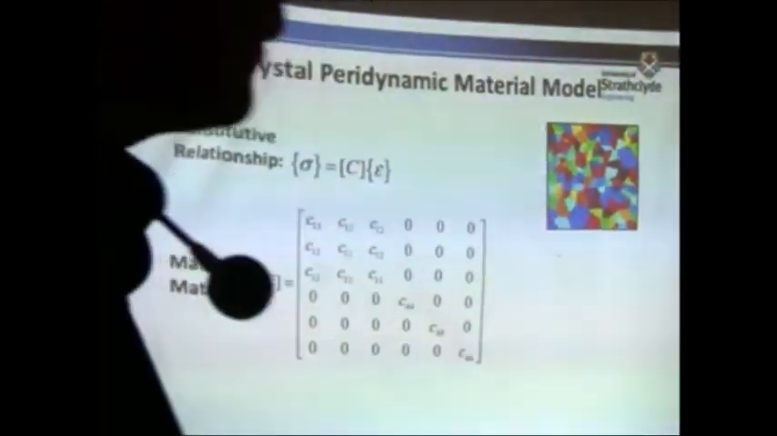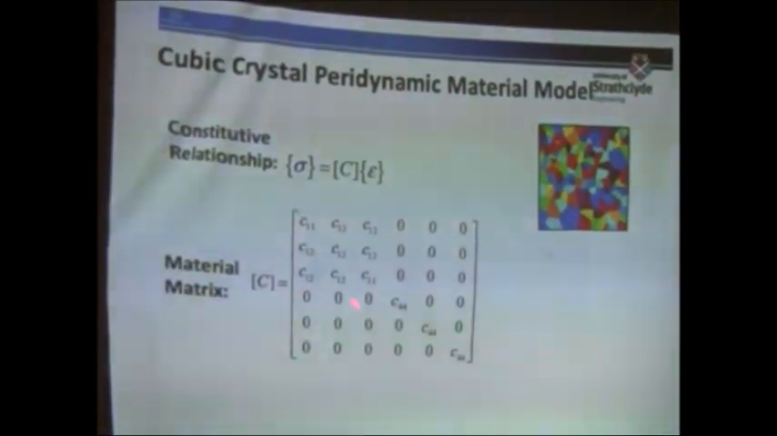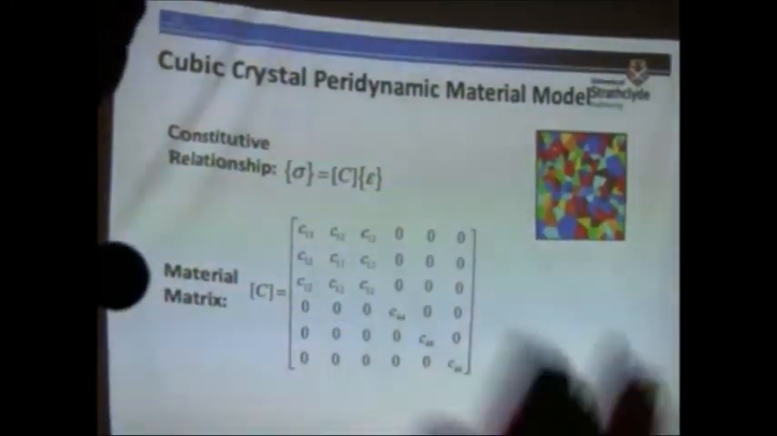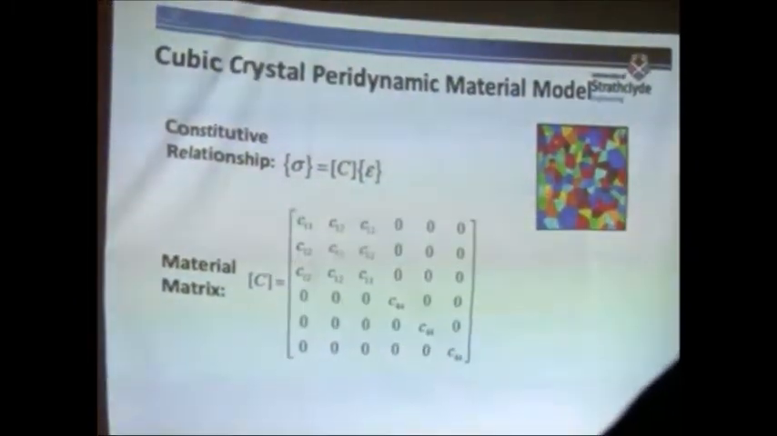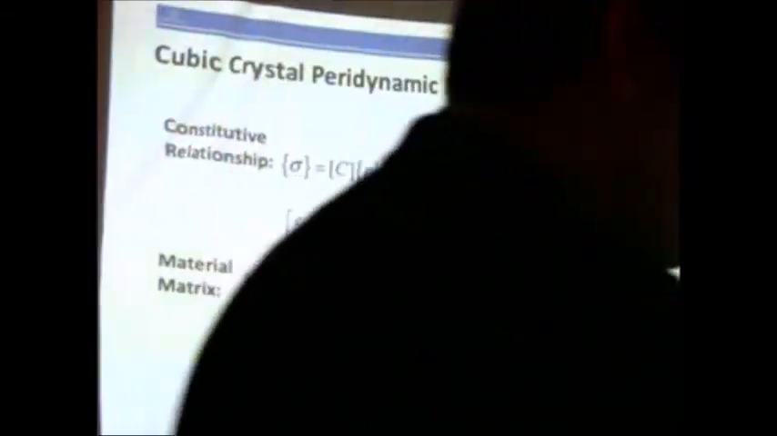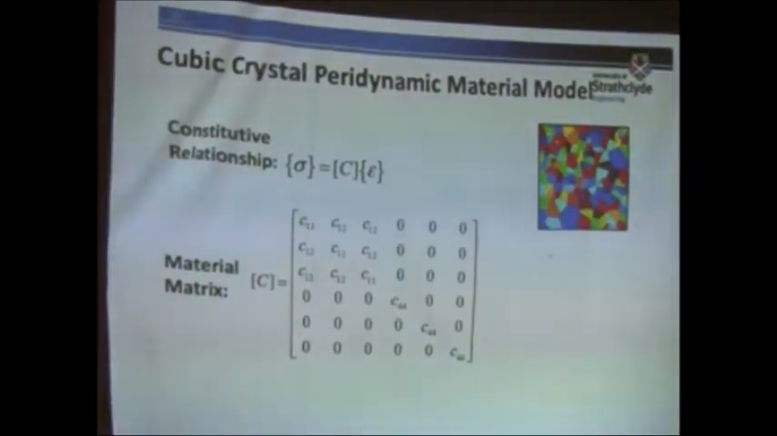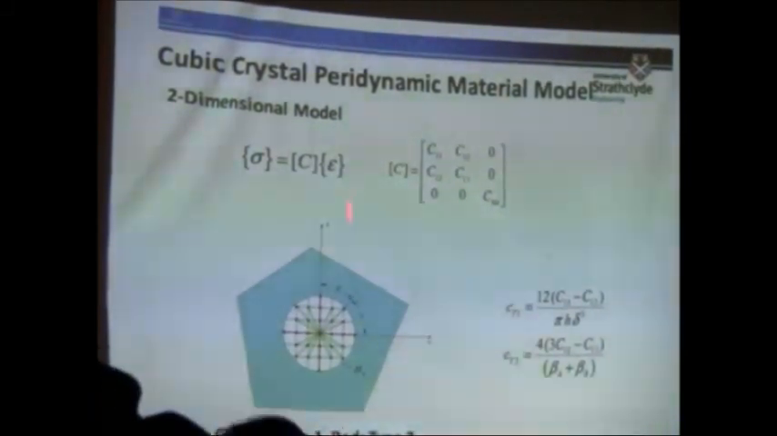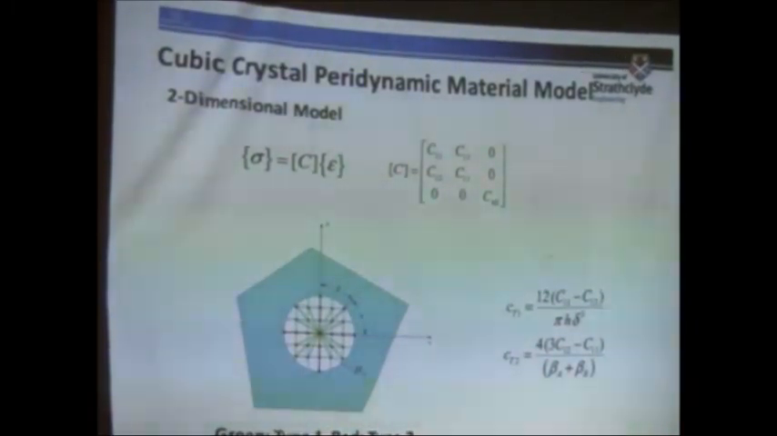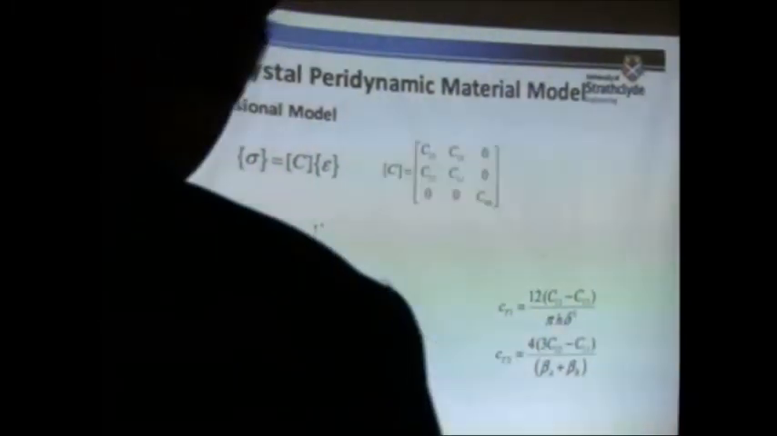When we talk about cubic crystal, this is the material matrix. You see that we have three independent material constants, C11, C12, and C44. To reduce our computational time, instead of modeling in 3D, we reduced our formulation to 2D so that we can obtain our solution in a much faster fashion. And now this is what we have: only a 3 by 3 material matrix in a two-dimensional sense.